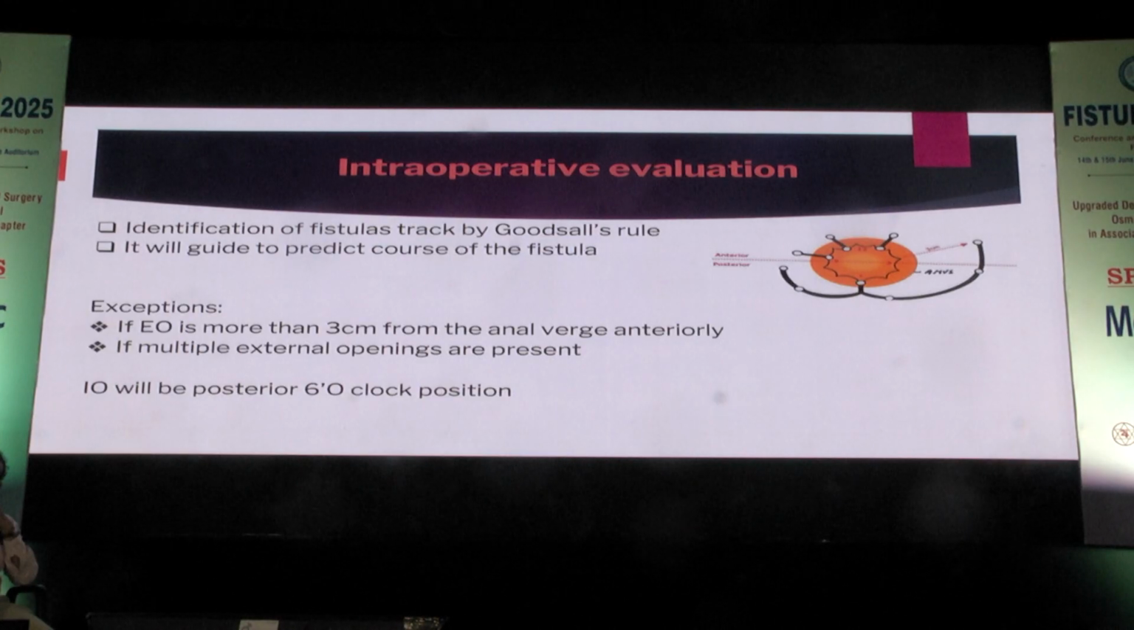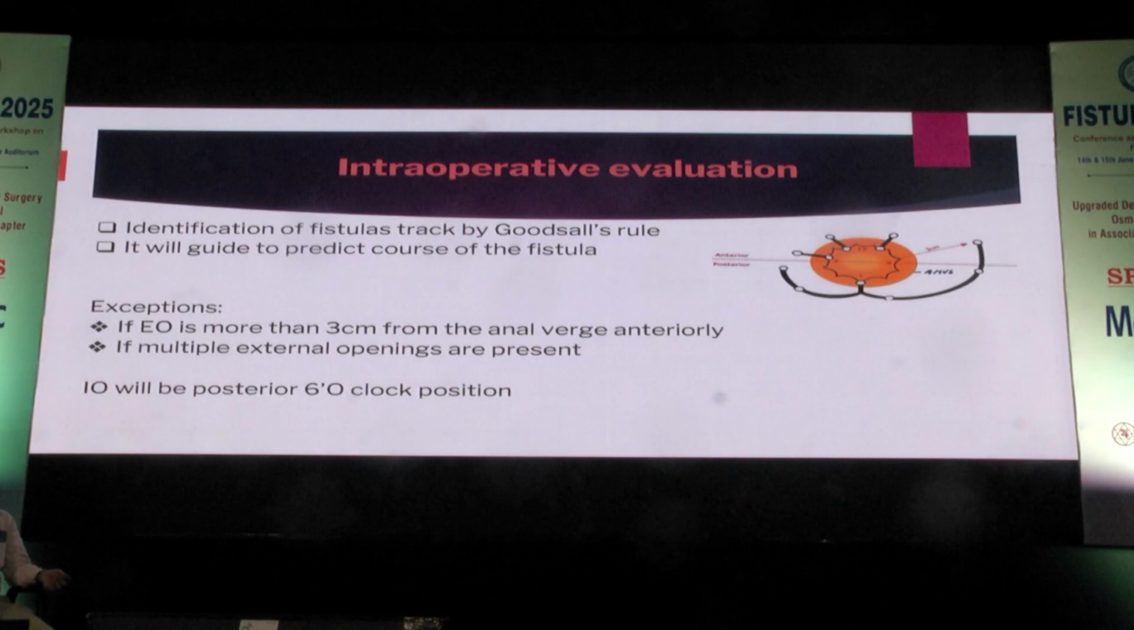Intraoperative evaluation. Before going for the surgery, for a beginner, it is very difficult to identify the external opening and internal opening. So Goodsall's rule will guide us to predict the course of the fistula. Goodsall's rule says, when a transverse line is drawn across the anus, the anterior external openings open radially and the posterior openings open in a curved tract. But there are exceptions to Goodsall's rule.